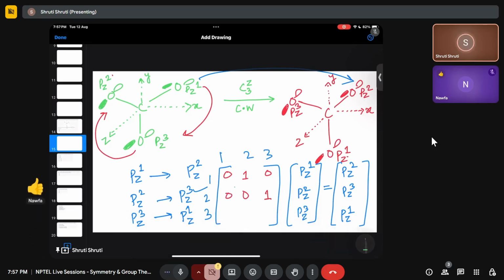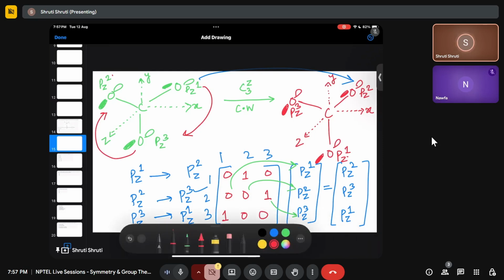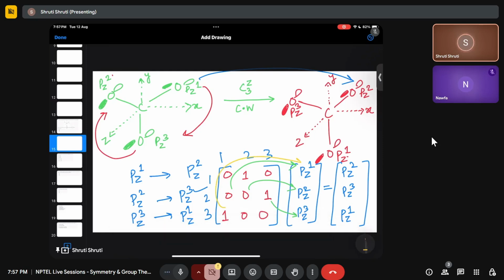So how will it get multiplied here? This will get multiplied here, this will get multiplied here, and after adding up we will get pz1 into 0 is 0, plus pz2 into 0 is 0, plus pz3 into 1 will be pz3. So the answer at this place will be pz3. Now same way we have to get pz1, so this should be 1, because these two will get multiplied and the rest will be 0. This will get multiplied, yellow lines, this and this.